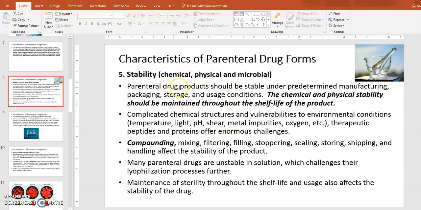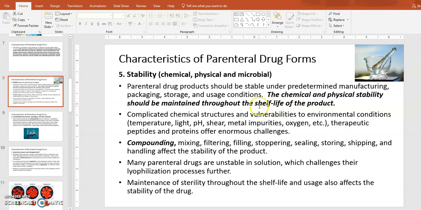So a parenteral drug should be stable under predetermined manufacturing, packaging, storage, and usage conditions. Your drug should be tested to make sure that it is stable under manufacturing conditions as well as the shelf storage conditions. Chemical and physical stability should be maintained throughout the shelf life of the product. Shelf life, what is that? It's how long you can store your drug after manufacturing before it's used in patient care.